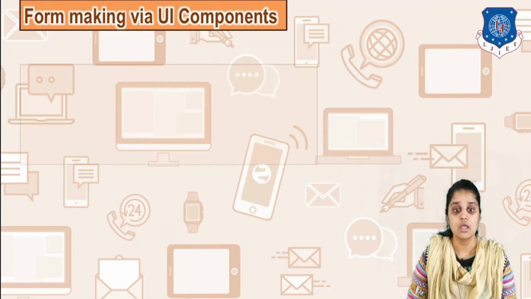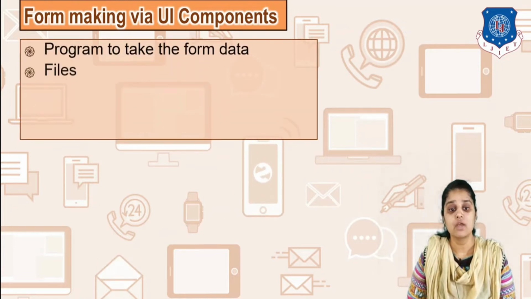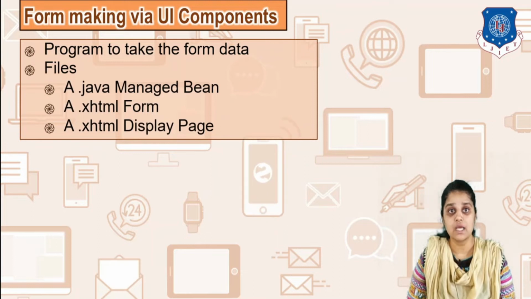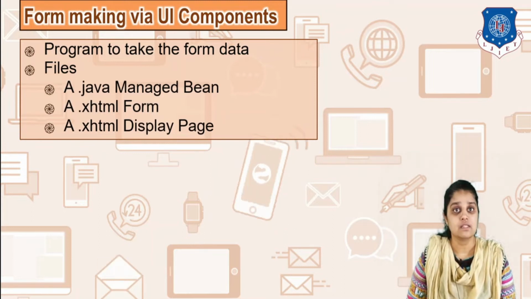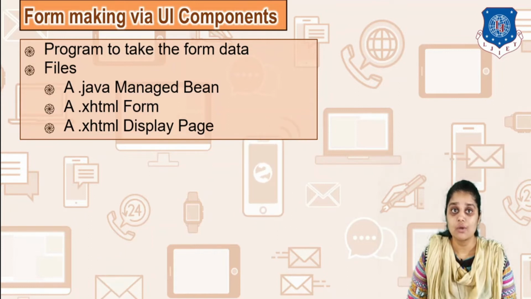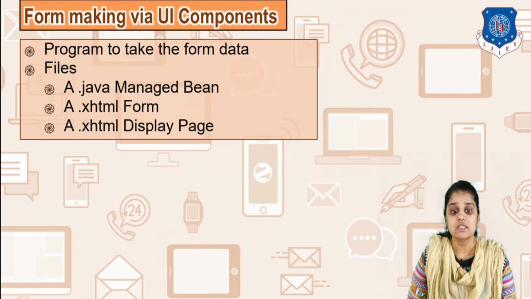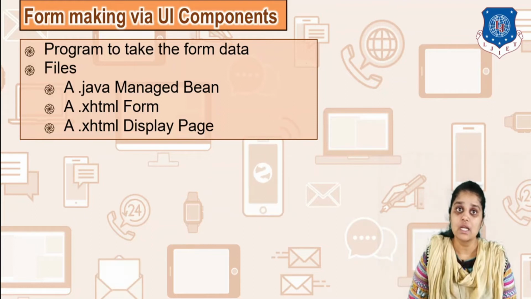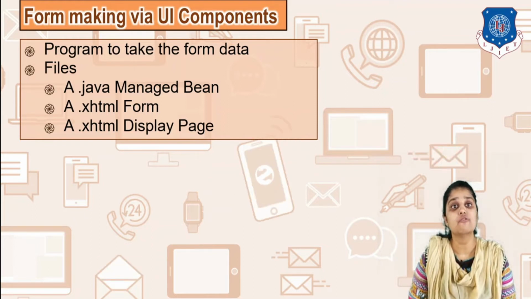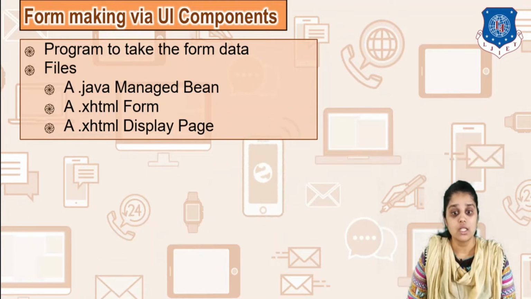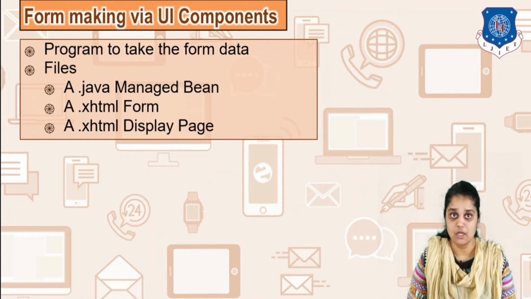We are going to see some of them in detail. We are going to create a simple form, a program to take the form data, and we are going to create 3 different files. This is the first lecture where you are going to do programming in JSF. So let me first explain the 3 files that you are going to use. The first file is a Java managed bean. Now a managed bean, as I told you in the previous lecture, is a model, and it is a place where you are storing and retrieving your data, and it can help you store and retrieve data from databases too. So it is a model that you are going to create, a simple bean class.